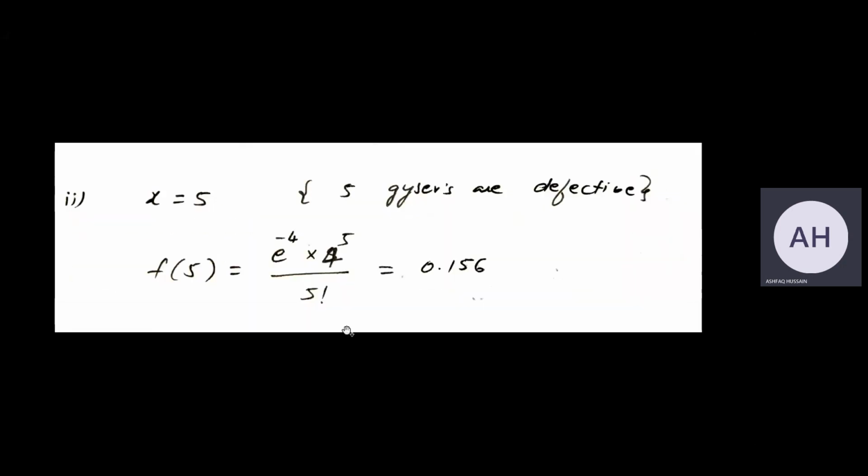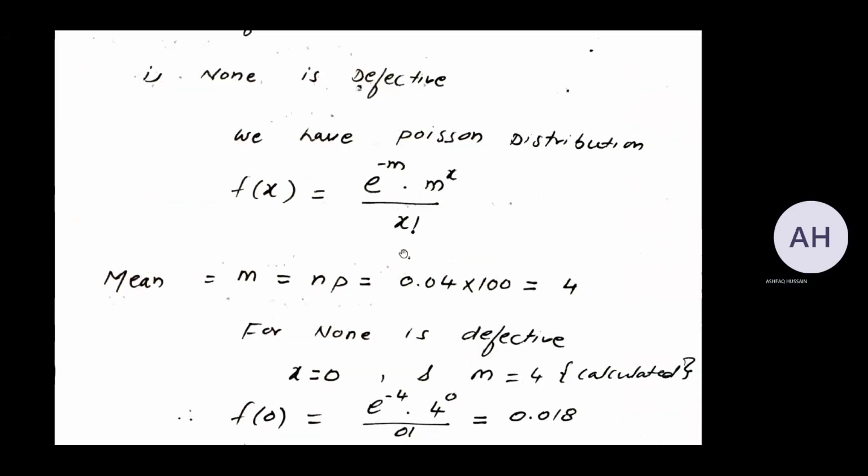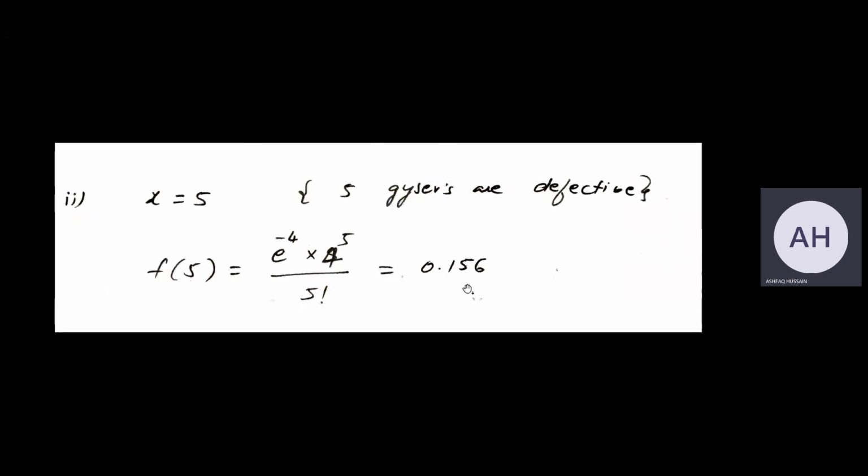Similarly, the second part: when there are 5 defective results. Take X as 5, put X equal to 5 and M equal to 4 in the same equation, then you will get the probability of 5 defective cases as 0.0156, that is 1.56%. So this is the answer for the first example.